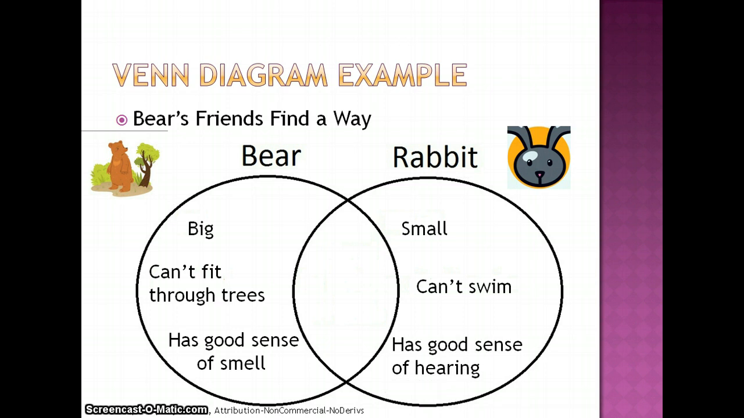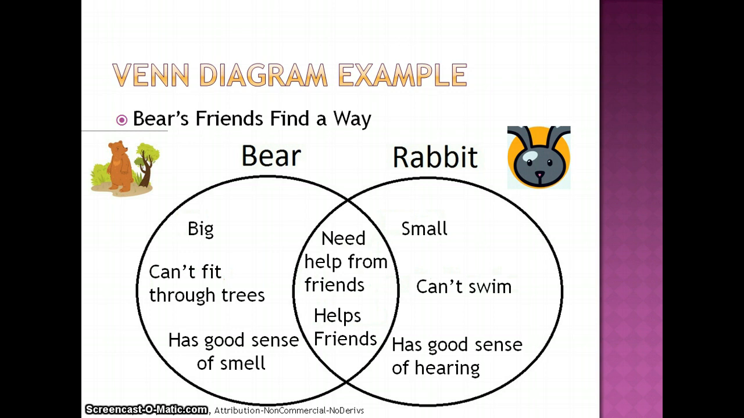Now, while they have some differences, they also have some things in common. The first thing that Bear and Rabbit have in common is that they both need help from their friends. Bear needed help from his friends when he couldn't fit through the path of trees, and Rabbit needed help when he couldn't get over the river because he couldn't swim. The other thing that they have in common is that they both help their friends out in some sort of way.